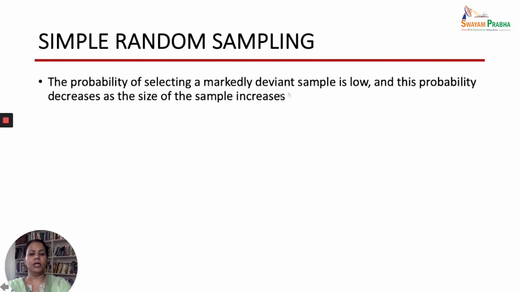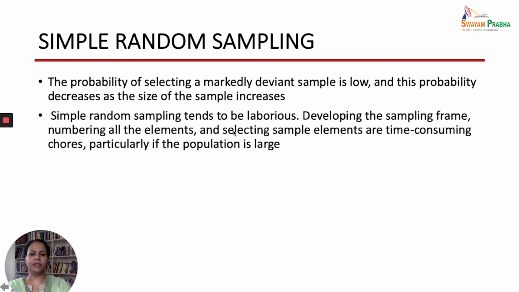So whenever we are selecting the subjects in our sample randomly, the deviation of the sample from the population is always very low, and this probability decreases as the size of the sample increases. So as we increase the sample size, this deviation will again become low. So we should try that the sample size should be big enough so that our representation of the population is better.